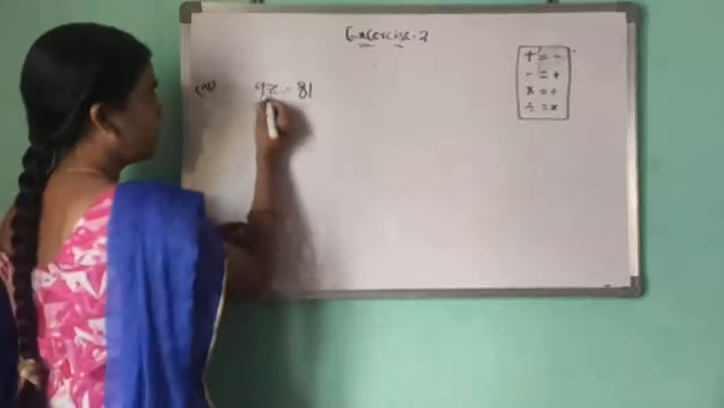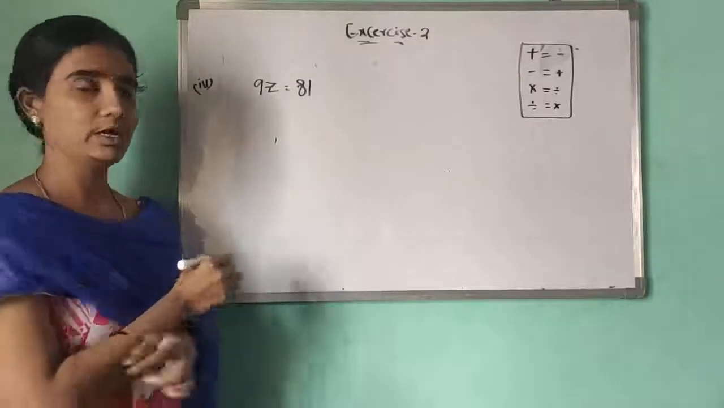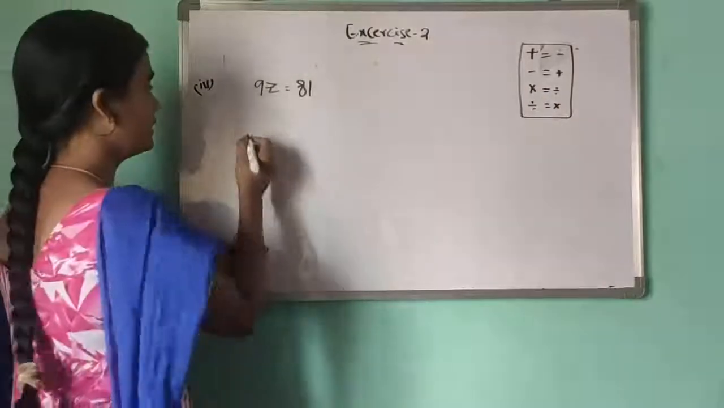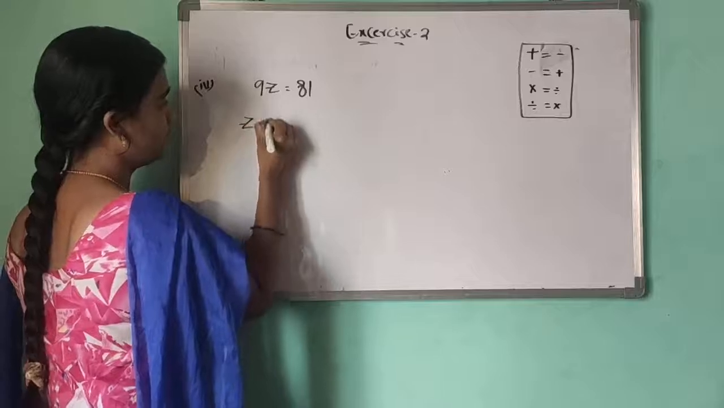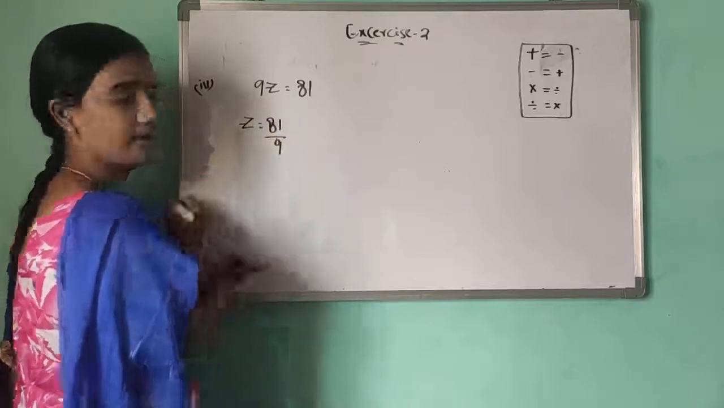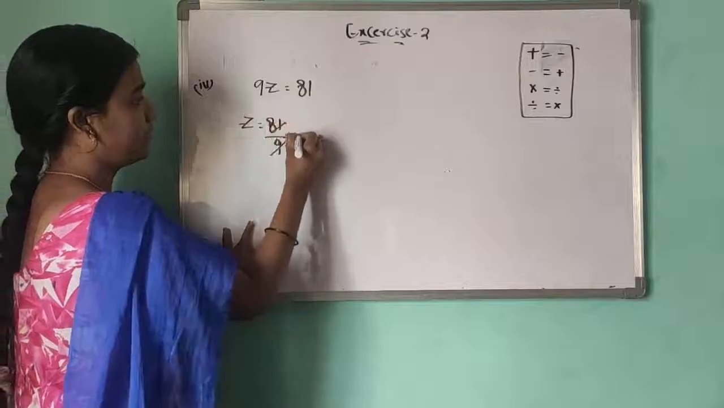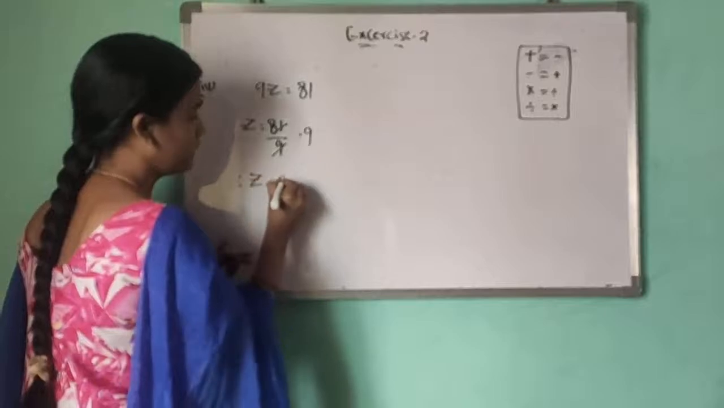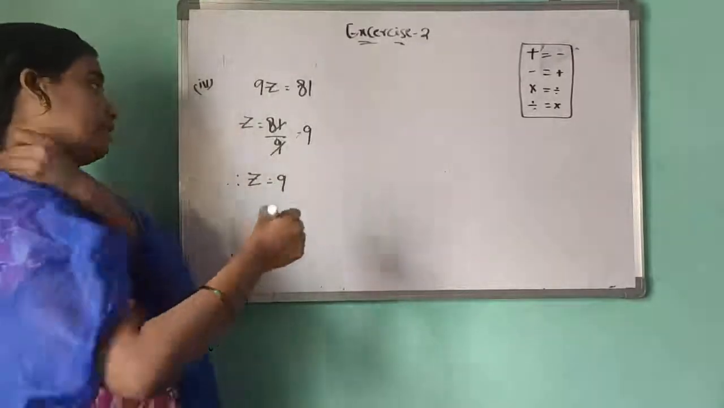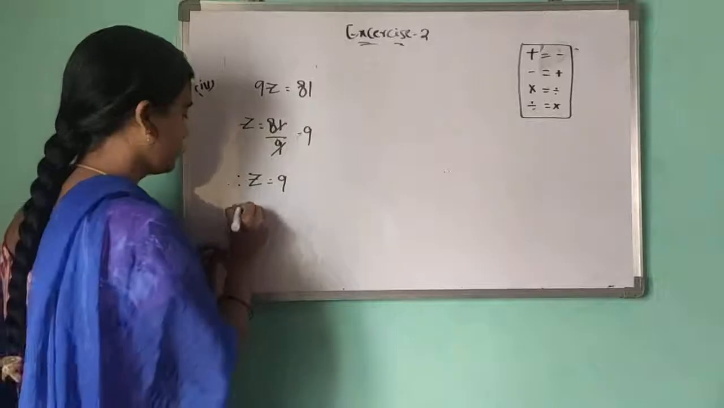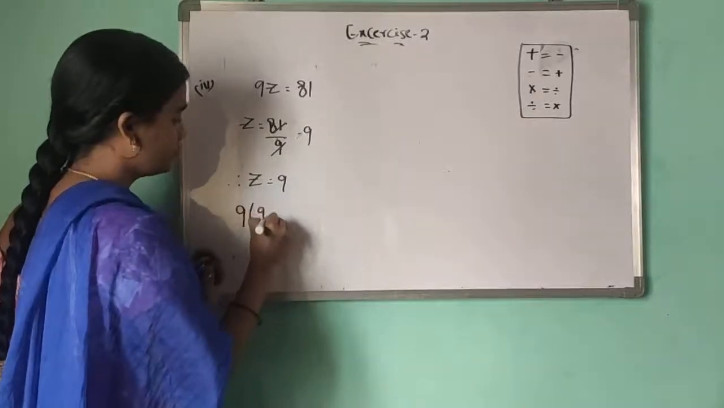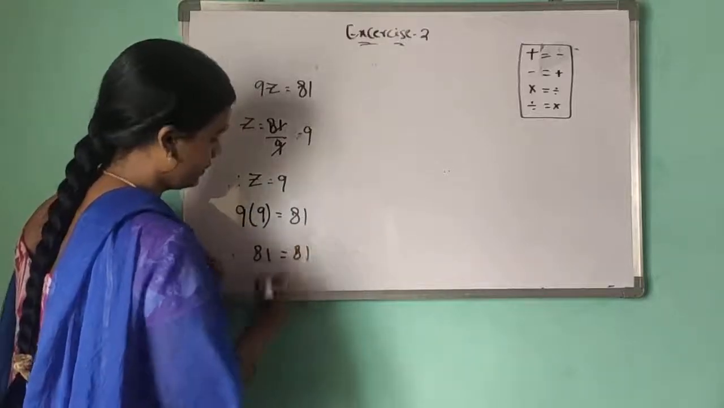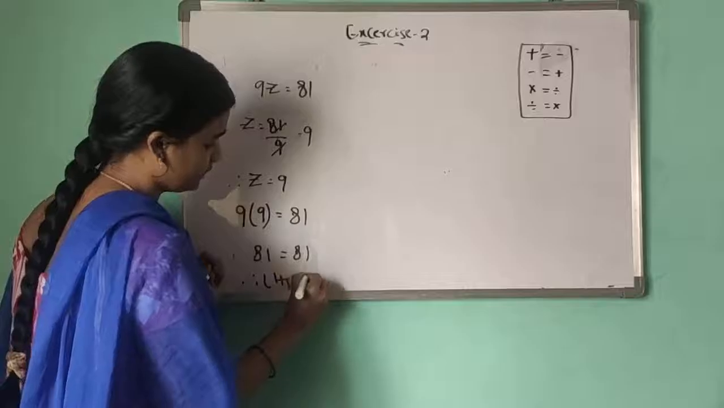So 9 into z is multiplication. Multiplication will become division, right? z is equal to 81 by 9, right? How many times? 9 times. 9 nines are 81. So z equal to 9. The given equation, is it right or not, how can we check? You have to substitute the z value into the given equation. So 9 nines are 81, so LHS equal to RHS.